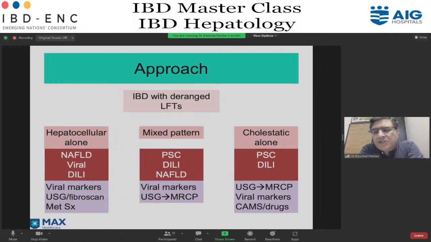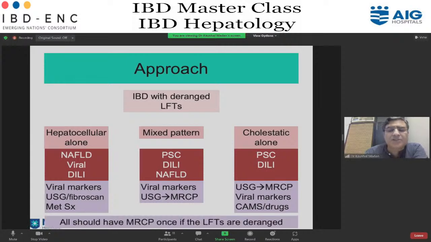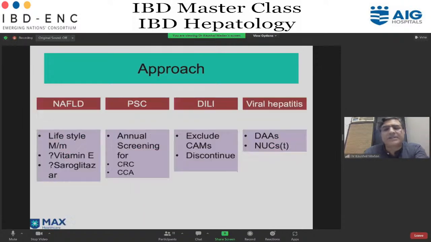And whenever there is mixed pattern, again, PSC is the first on the list, followed by DILI, and NAFLD may also be associated with a rise in GGT. So you have to get viral markers followed by MRCP. But I would like to caution here that you should not get diverted by the fact that the patient only has hepatocellular injury and you will not get an MRCP done. So my suggestion is that ultimately all patients of IBD with deranged LFTs should have an MRCP to exclude PSC before you confidently say that PSC is not the cause for this.